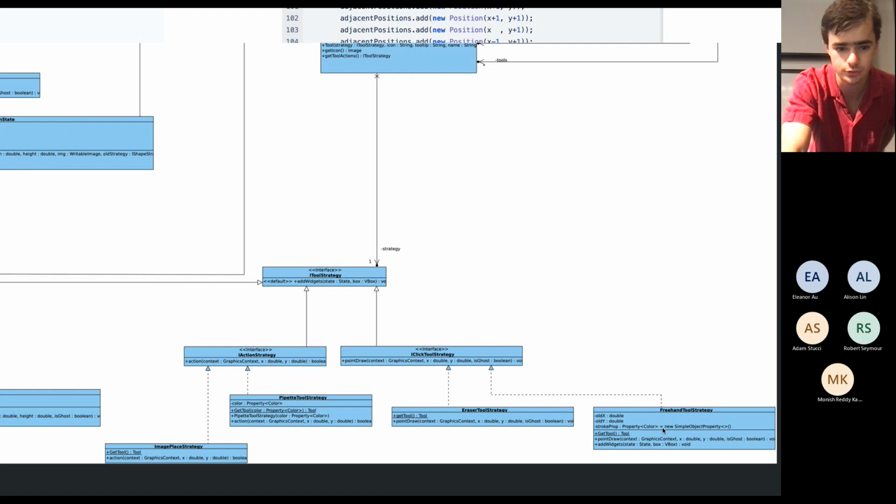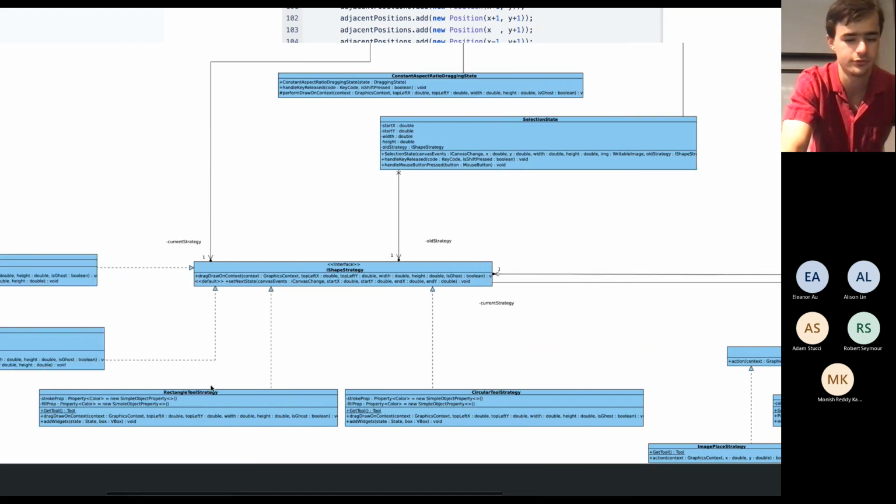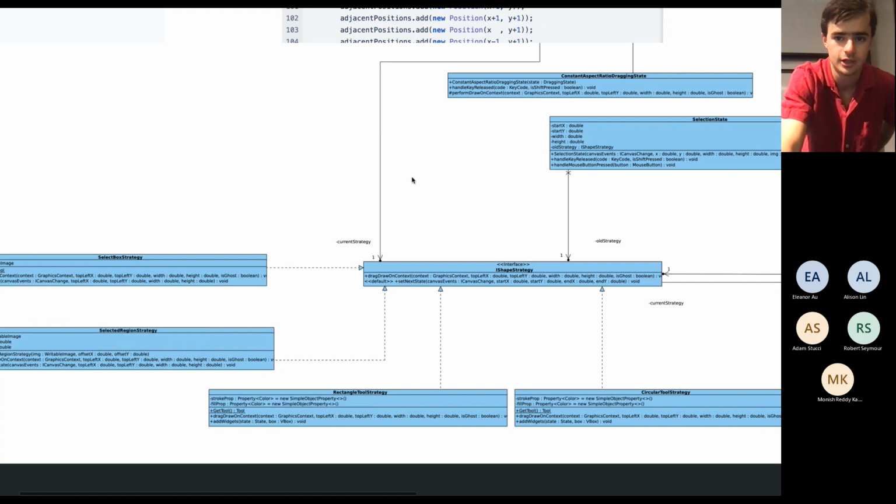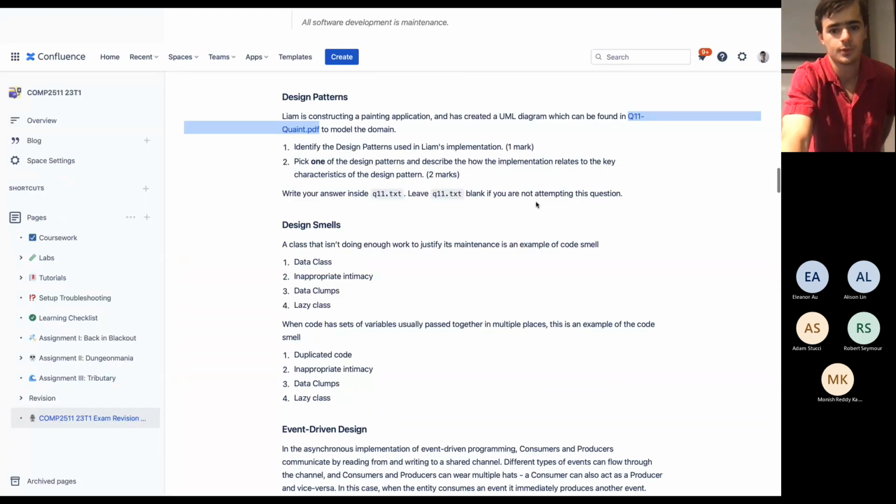Eraser tool strategy, freehand tool strategy, circular tool strategy. Okay, well, there's a strategy pattern as well. Cool. That's part A done. Pick one of the design patterns and describe how the implementation relates to the key characteristics of the design pattern.